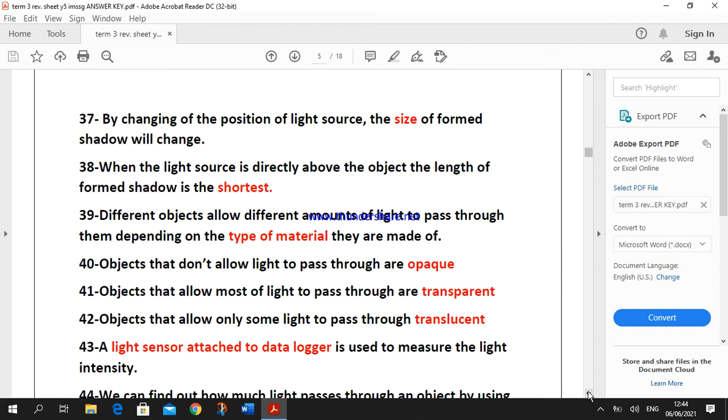39, different objects allow different amounts of light to pass through, okay? That depends on the type of material they are made of, okay? And we classify materials according to their ability to transmit light into opaque materials, transparent materials, and translucent materials, okay? The objects that don't allow light to pass through are opaque. Objects that allow most of the light to pass through are transparent, while objects that allow only some light to pass through are known as translucent materials, okay?